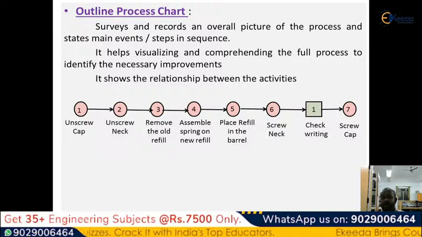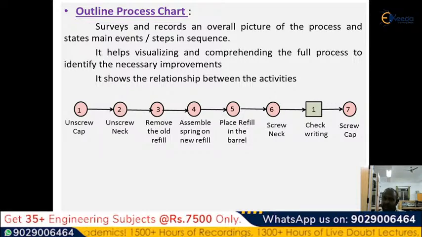After screwing the neck, you are going to check it because we want to know whether this refill is writing or not. So you are going to check it, then again you are going to screw your cap. So this is a simple example of a daily process. The same can be applied in a manufacturing process also. So what are the entire steps?